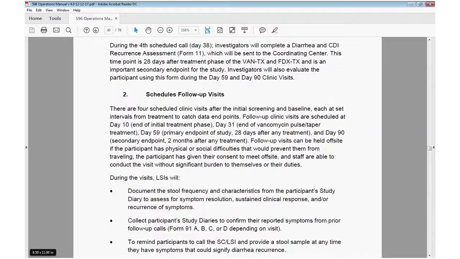Follow-up visits can be held off-site if the participant has physical or social difficulties that would prevent them from traveling, the participant has given their consent to meet off-site, and the site staff are able to conduct the visit without significant burden to themselves or their duties.